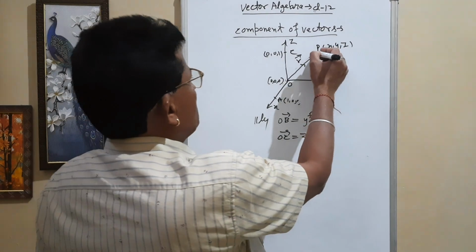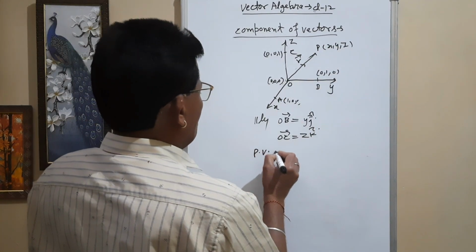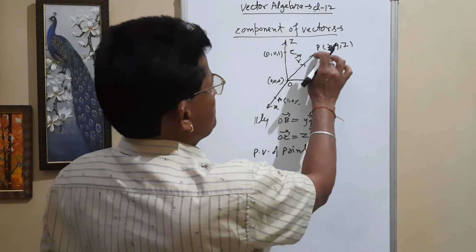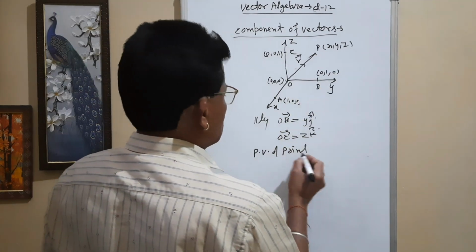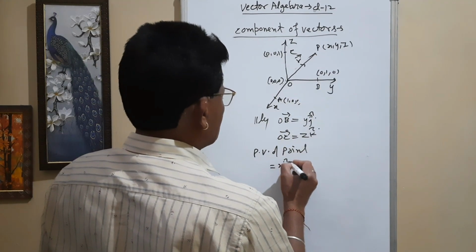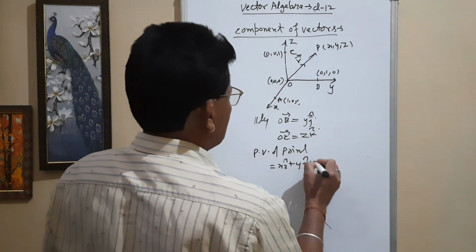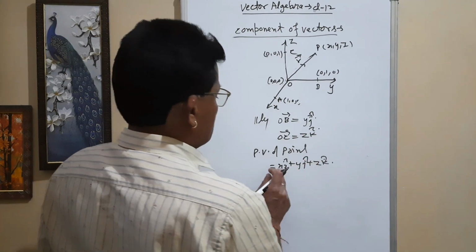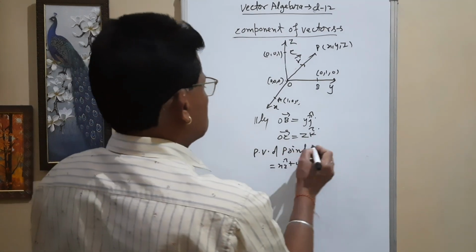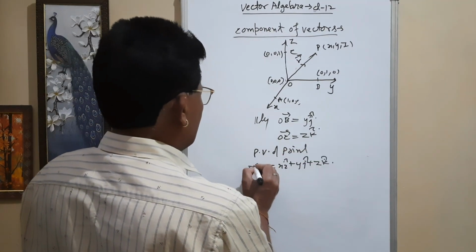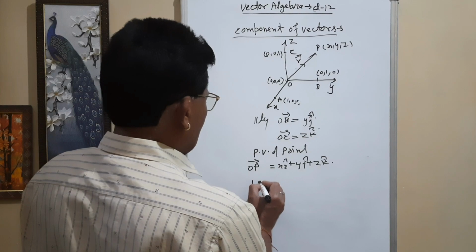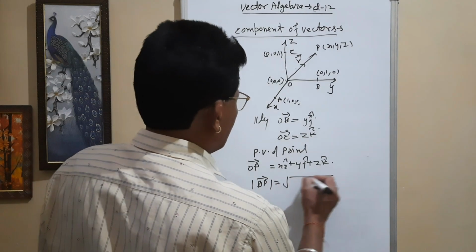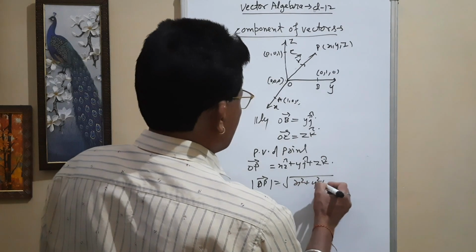And now write the position vector of point P. When the point P is x, y, z, its position vector will be equal to xi plus yj plus zk, okay? This will be the position vector, denoted by vector OP. If you find its magnitude, the magnitude of vector OP will be equal to the square root of x square plus y square plus z square.